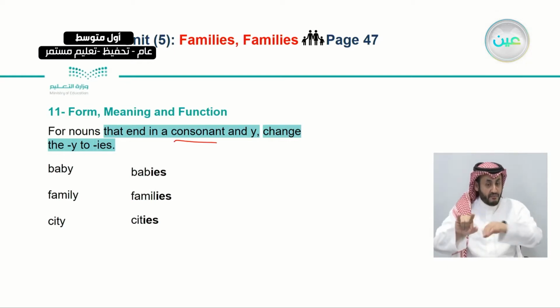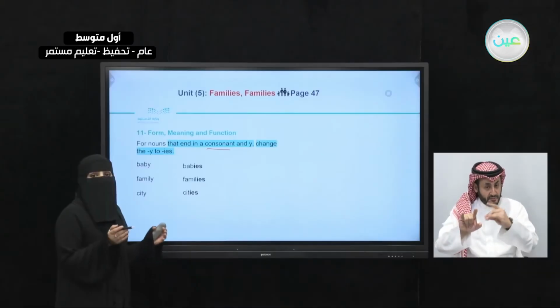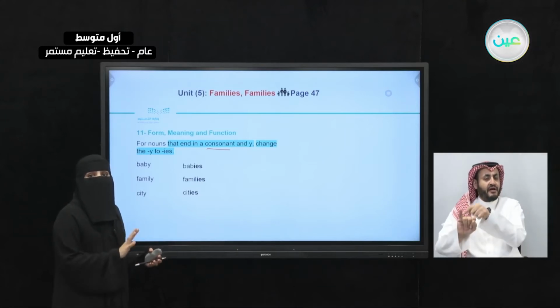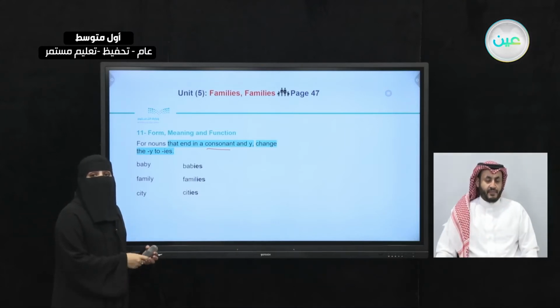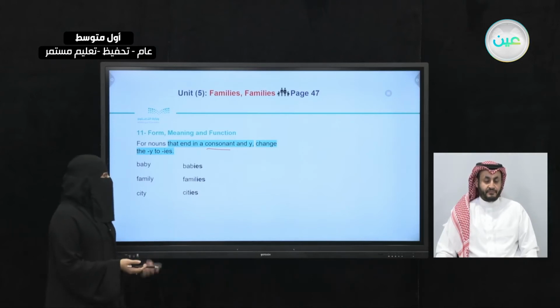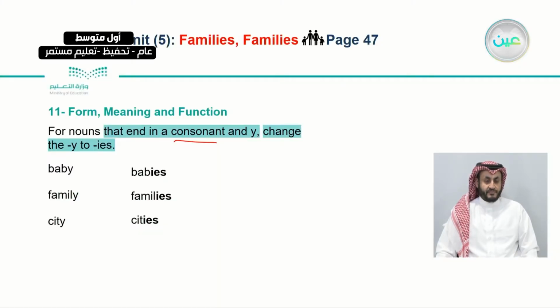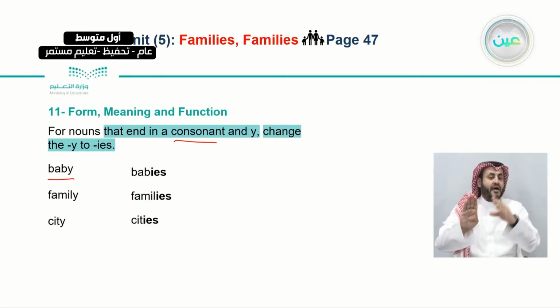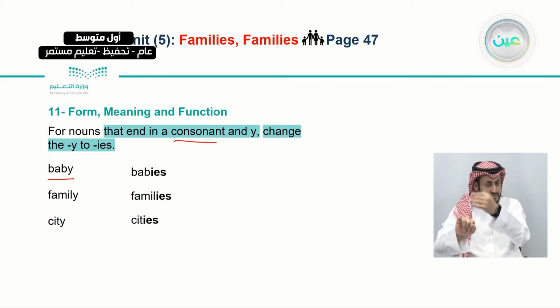Consonant means that it's all the alphabet except the 5 vowels: A, E, I, O, and U. Let's have a look at the first word right here, baby. The word right here ends with Y. Let's look at the rule right here for nouns that end in a consonant and Y.